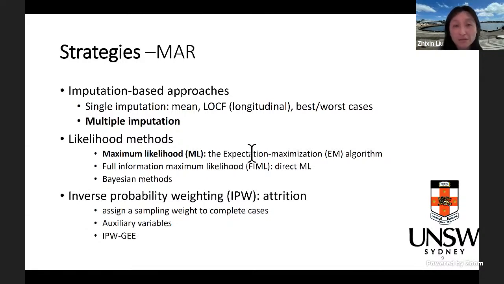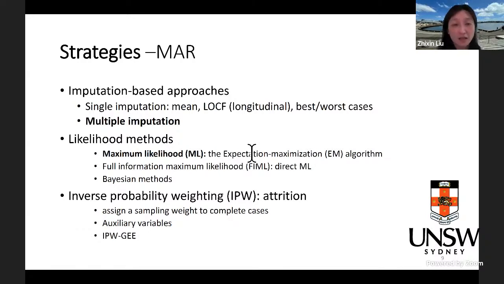So first, the imputation-based approach. Traditionally, a lot of single imputation approaches were proposed. But then multiple imputation came into place and became more popular, because it is more appropriate and has a lot of advantages for more accurate estimation. I won't touch too much on single imputation, like mean or best-worst case. We will focus more on multiple imputation in our talk today.